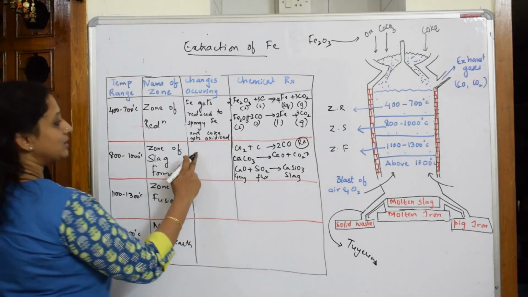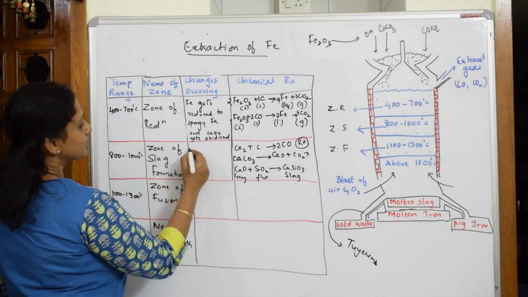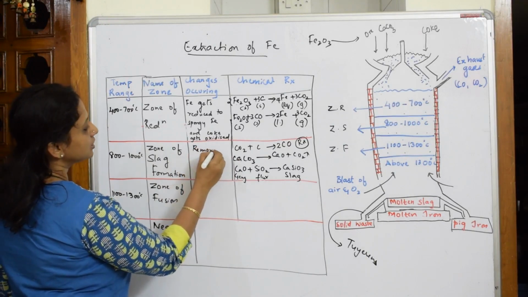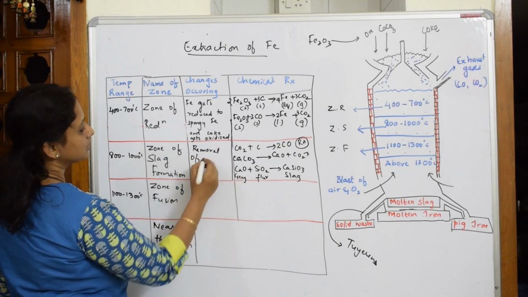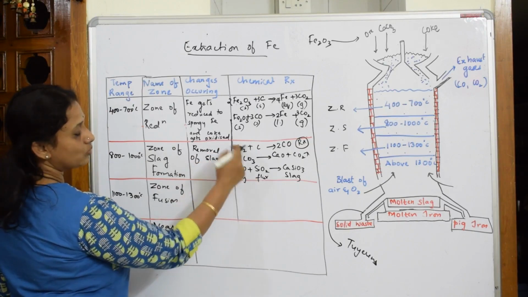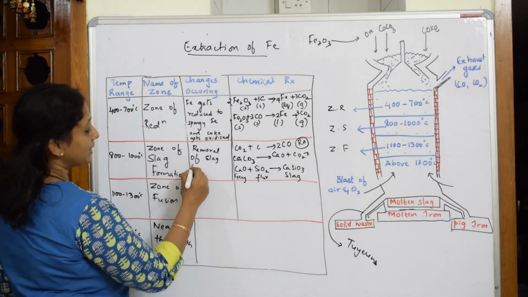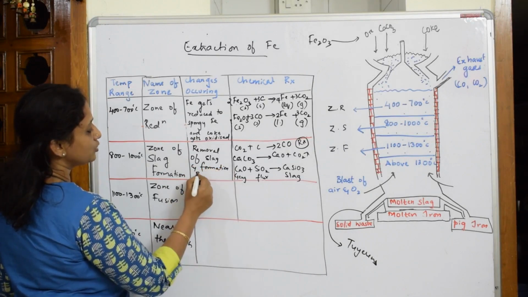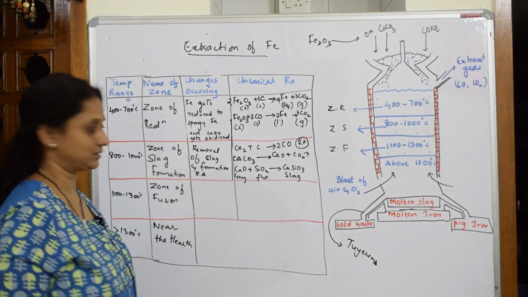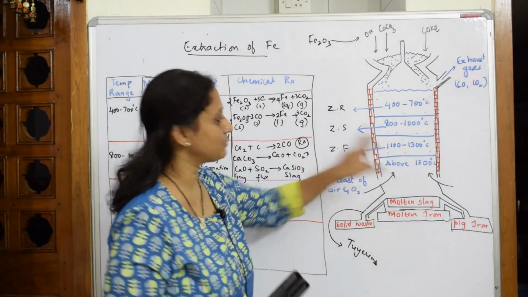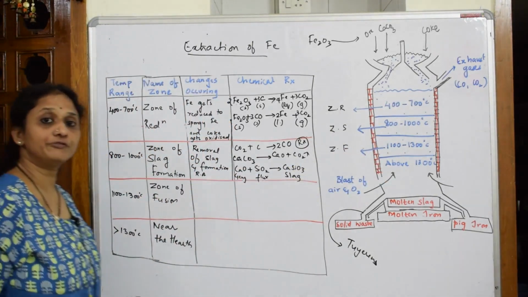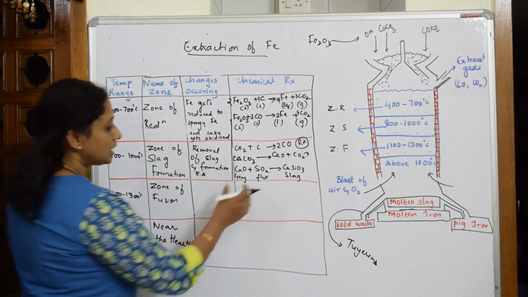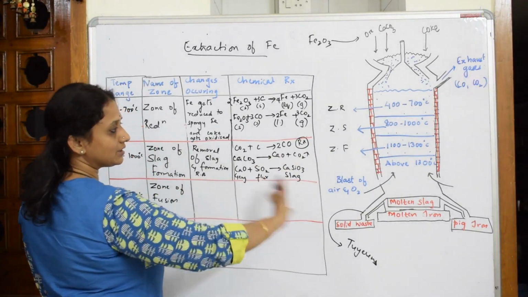Now what happened here? What should we write? Removal of slag, and what else happened here? Formation of reducing agent which generates the heat. That's done. From here, now I'm coming back to this zone of fusion, right? Here all the things are going to fuse. Now let us see. Now we have our slag which is separated, that's over.